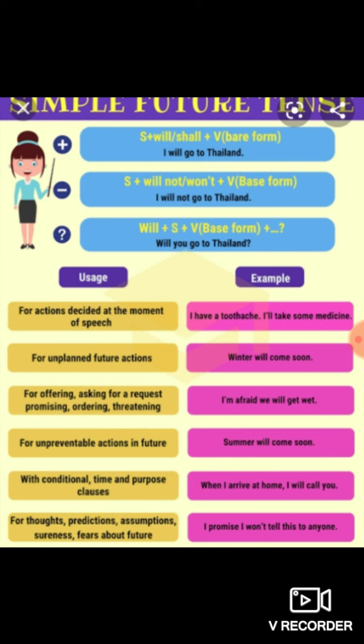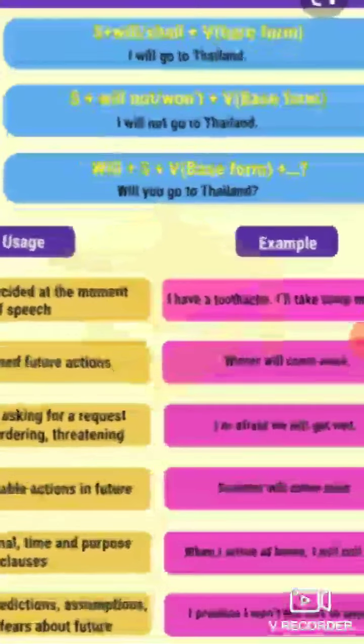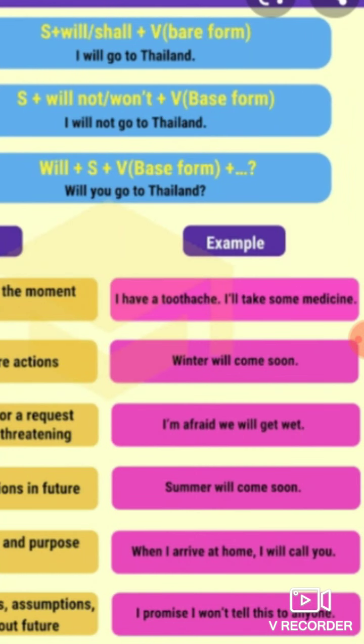In this situation, when we want to make some promise, when there is some threat, when we want to order someone, in that situation, with we and I, will is used, and with he, she, it, you, and they, shall is used. As you can see in the example, I'm afraid we will get wet.